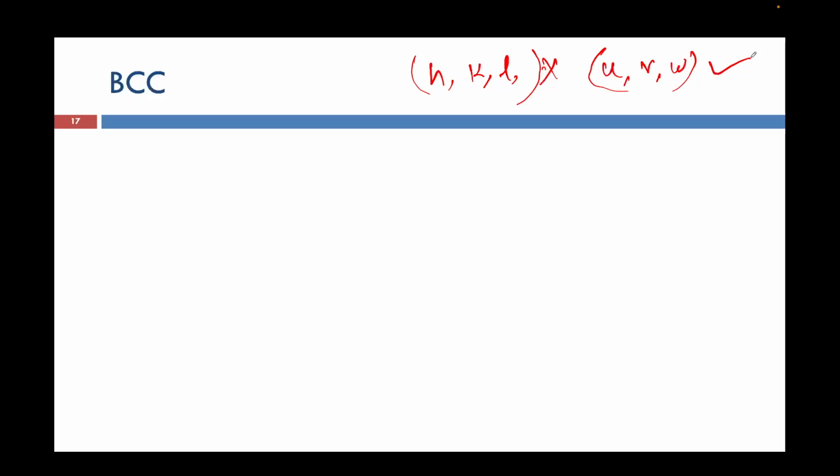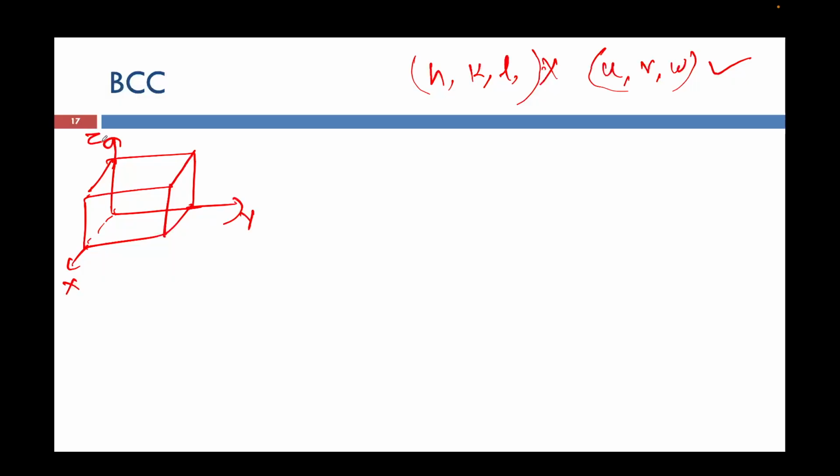If I am talking about a body centered cubic, then what will be the values? This is X, this is Y, this is Z, right? In a BCC, where will the atoms be? Remember, now I am considering a single type of atom. The atoms will be here, here, here, all the 8 corners, and then finally one atom will be, let's say I am putting it somewhere here, right?